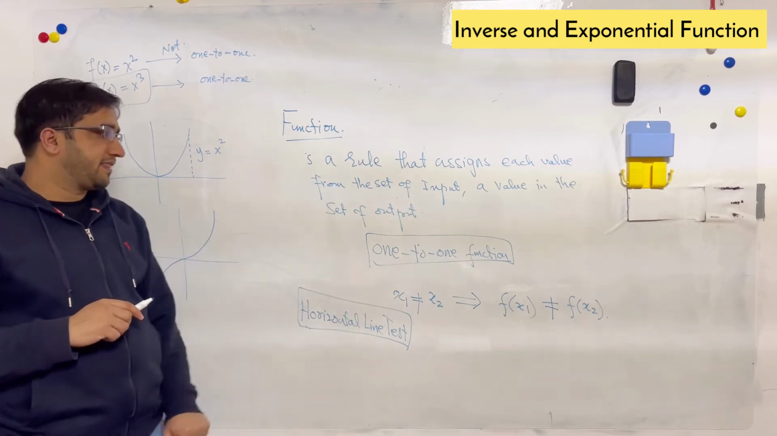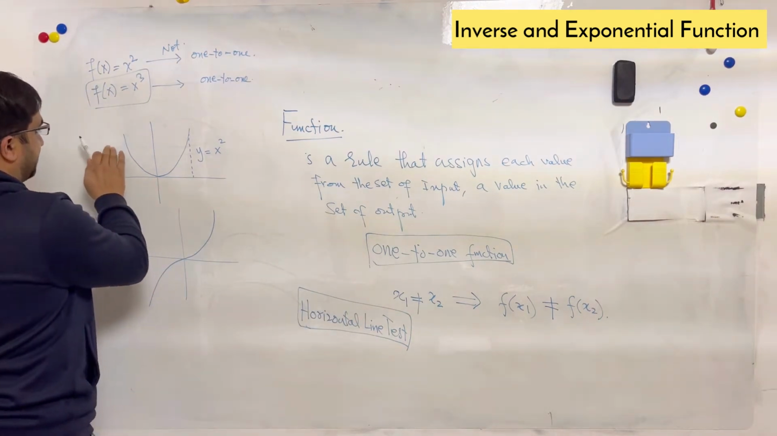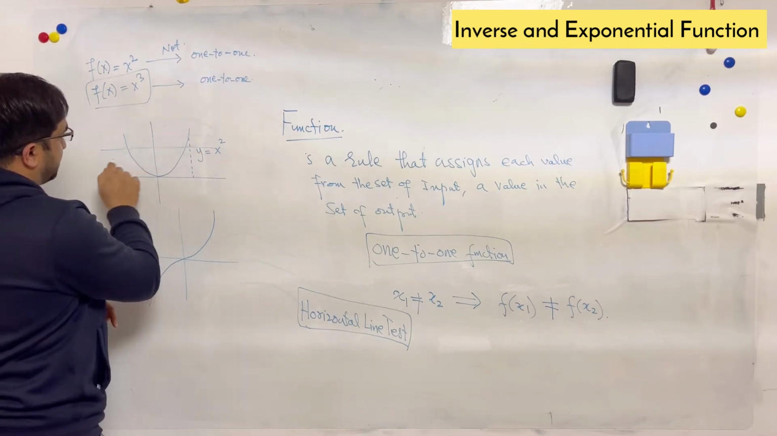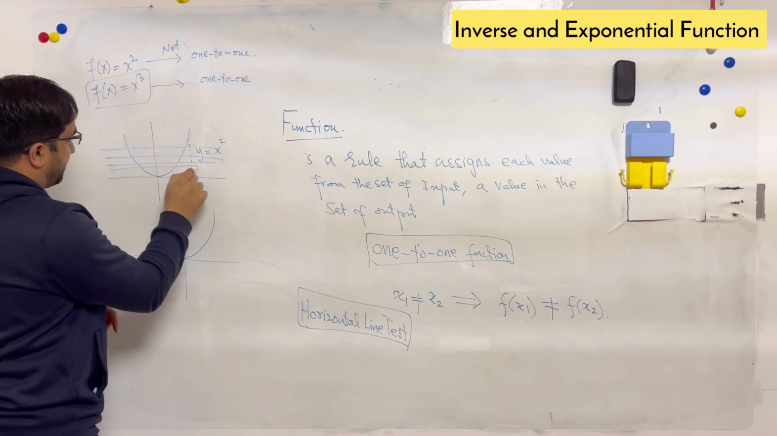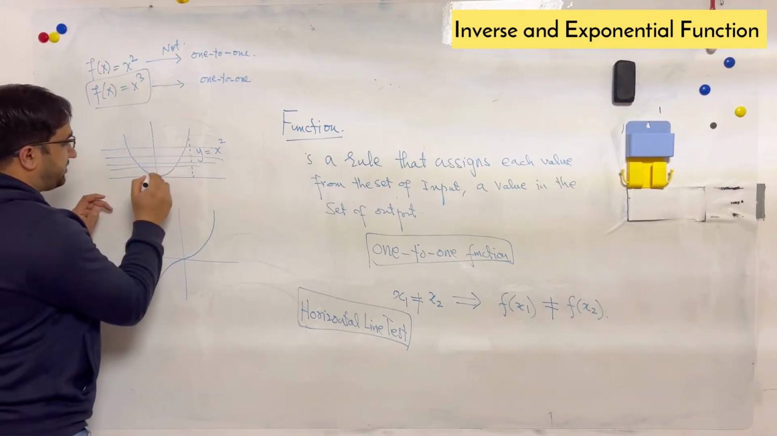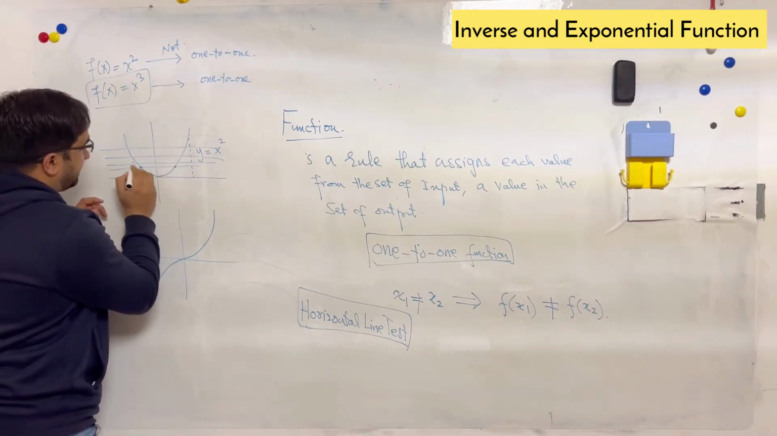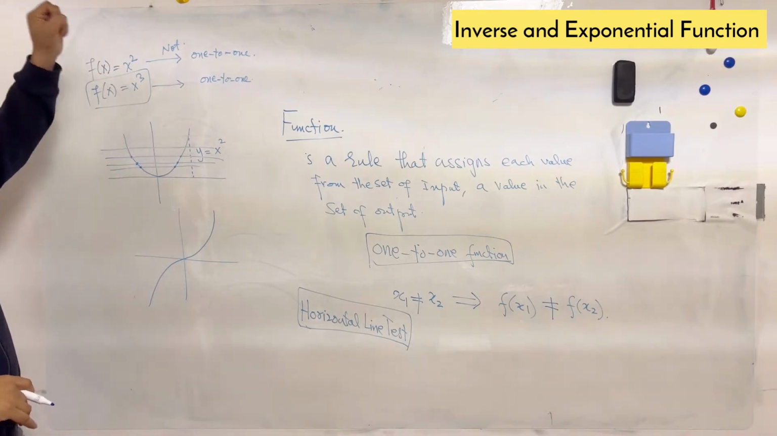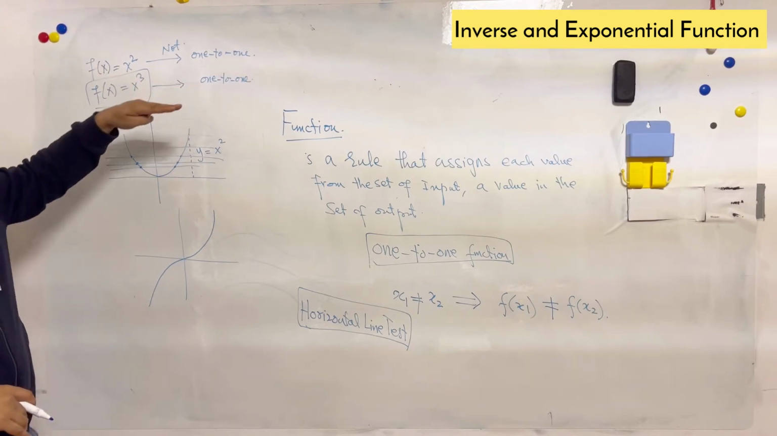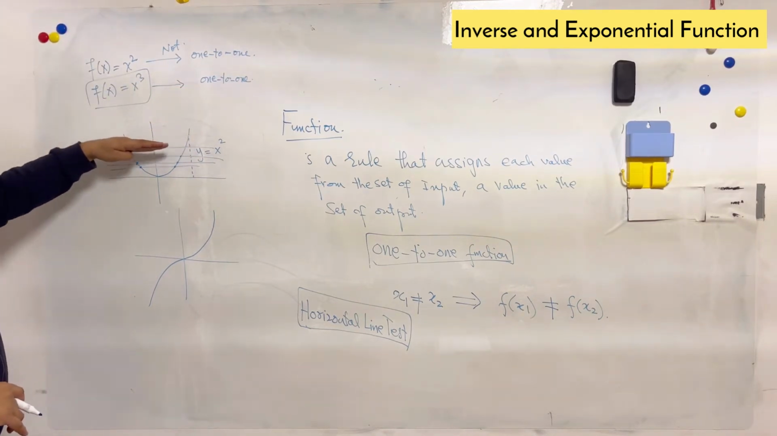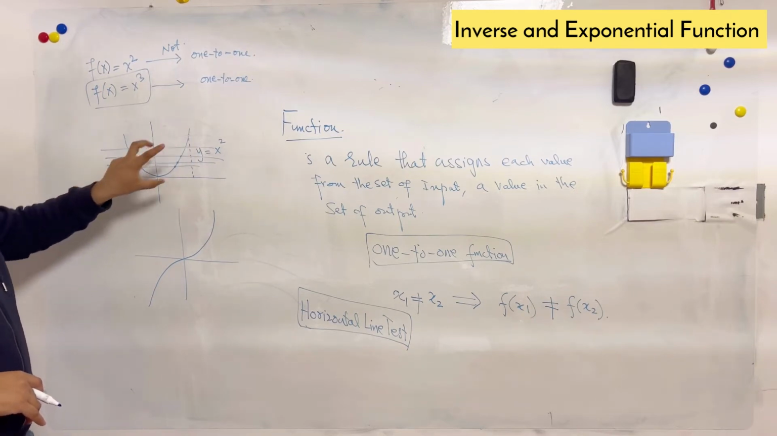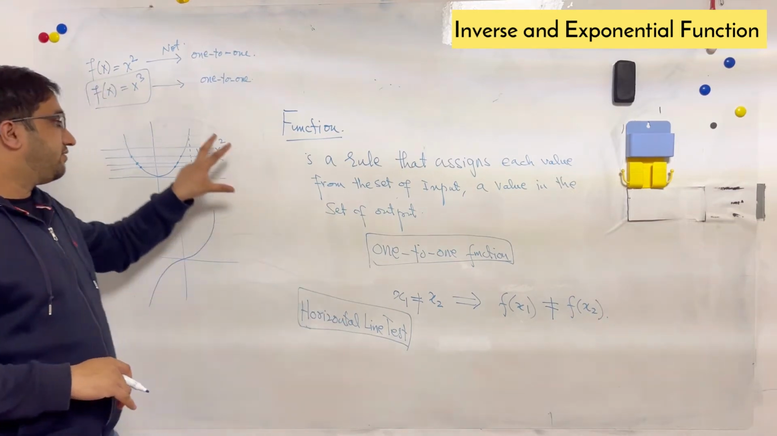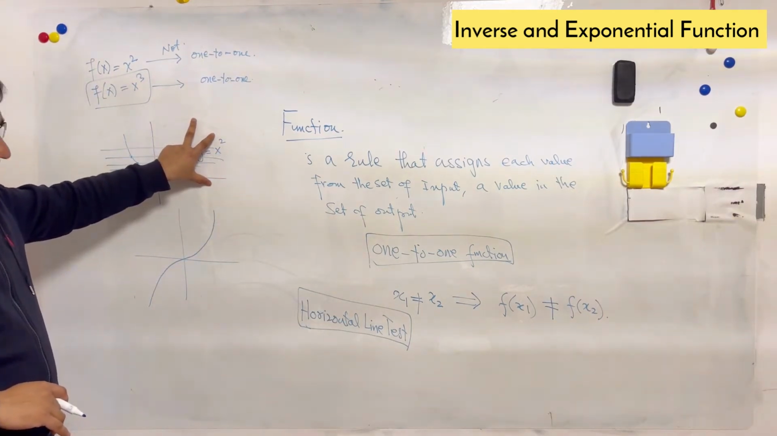If I draw a horizontal line for this curve, you can see there are many horizontal lines you can draw, and they are passing two times through this curve, here and here, here and here, and so on. So there are infinitely many horizontal lines you can draw which pass two times through this curve, and this curve fails the horizontal line test. Therefore this curve is not a one-to-one function.